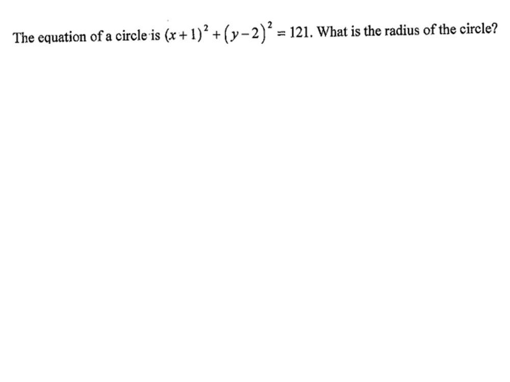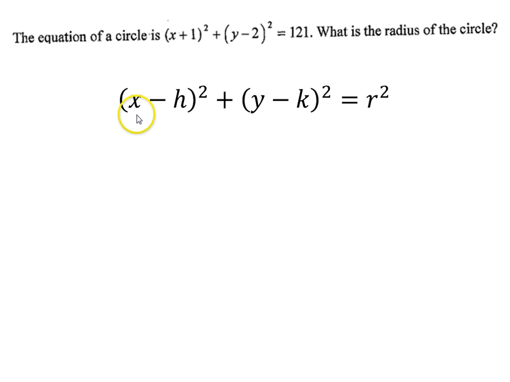Now on to circles. The equation of a circle is the quantity x plus 1 squared plus the quantity y minus 2 squared equals 121. What is the radius of the circle? Well, for us to find the radius of the circle or anything about a circle, we need to know the general form for an equation for a circle, which is what just popped up on the screen here.